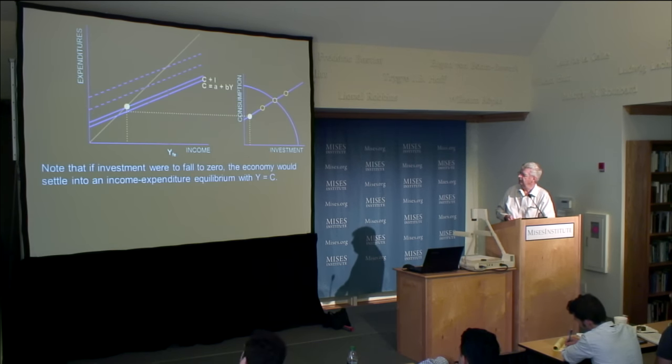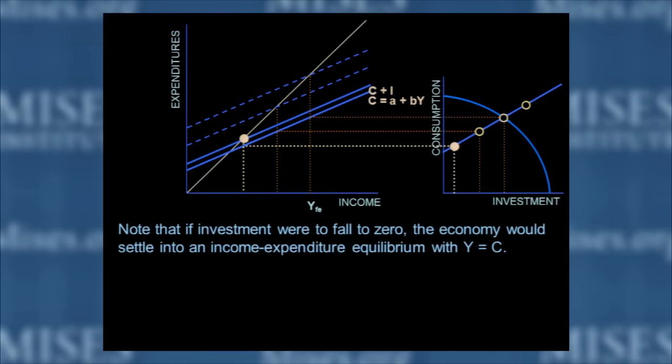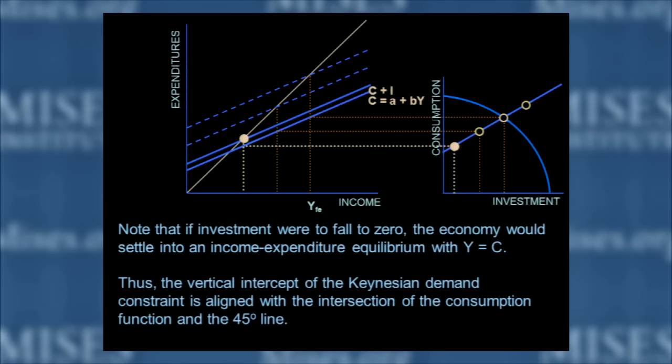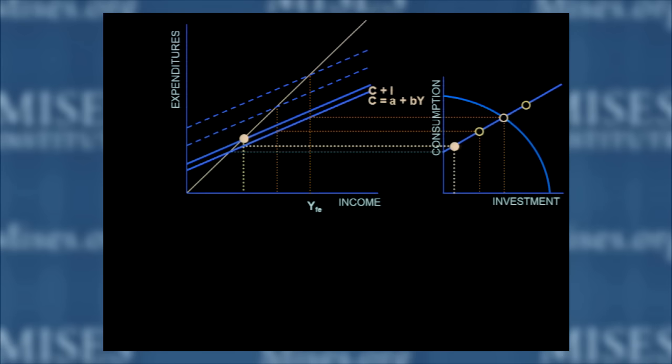I think I show you here a note that if the investment were to fall to zero, the economy would settle into an income expenditure equilibrium with Y equals C, no I. And that I can show you just with, yeah, that line there, that little white line. That just shows I've got my graphs lined up. When it shows no investment in the one diagram, it shows no investment in the other one, too. All right?